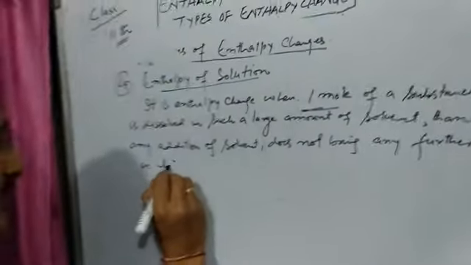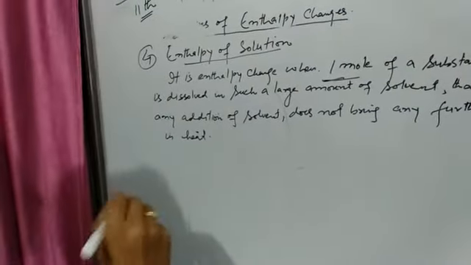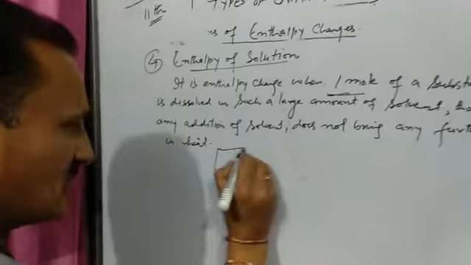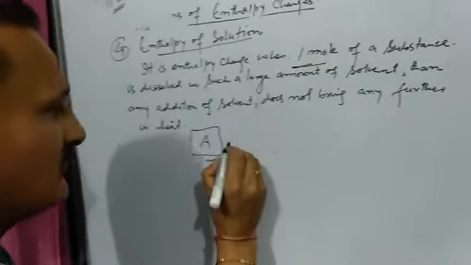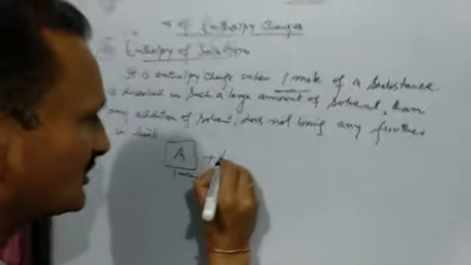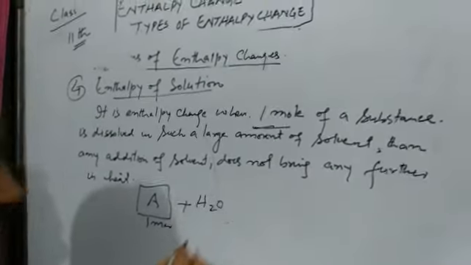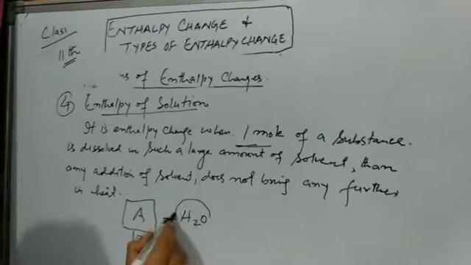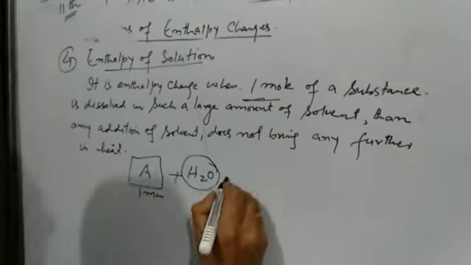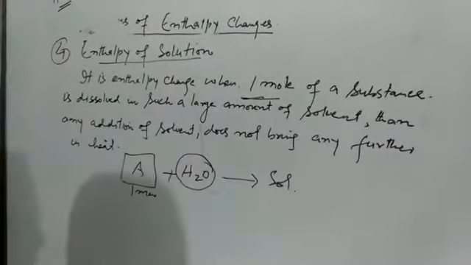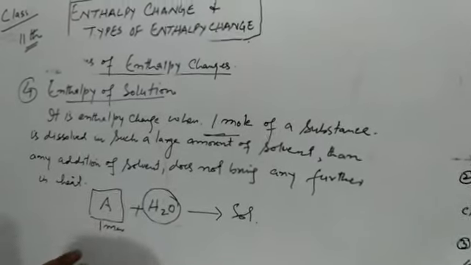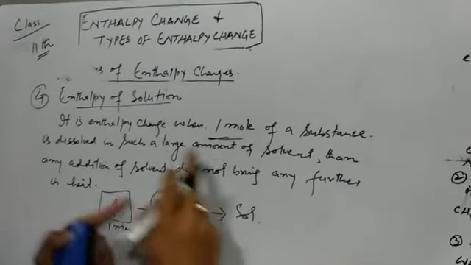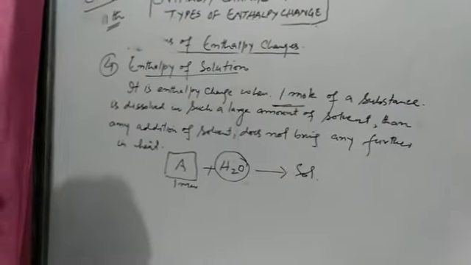That means, suppose I have 1 mole of a substance, say it is a substance A. We will dissolve it in a solvent. Suppose this is the solvent, water. We will use a large amount of this solvent and it will form a solution. Now this amount should be so large that if we add more solvent, there should be no change in heat. Such an enthalpy change is known as enthalpy of solution.